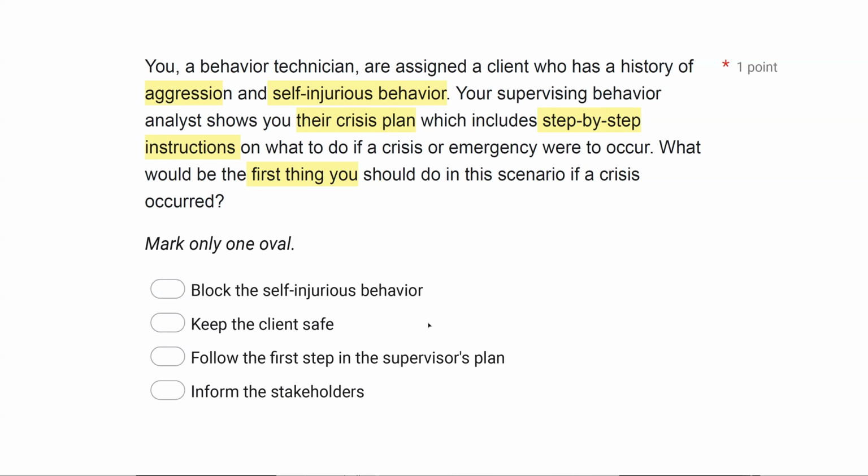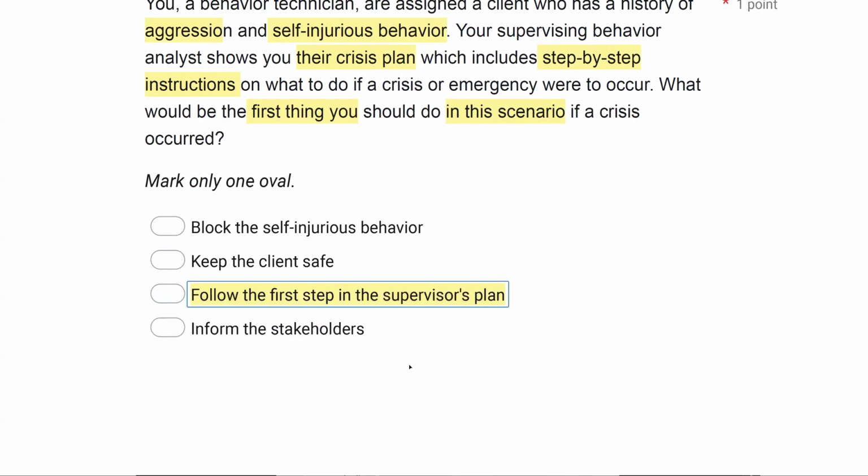B, keep the client safe. Again, maybe. We don't know what the plan says. Our first thing is going to follow the first step in the supervisor's plan. And this is an important thing to remember because in tense, stressful situations, you just want to remain focused and calm and refer back to your training, which would be the plan. D, inform the stakeholders. Just like A and B, we're not sure. Whatever that step-by-step instruction says, that's what we're going to do. The first thing you're going to do in this scenario is follow the first step in the supervisor's plan.